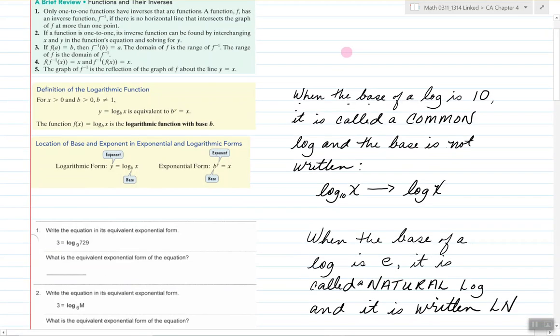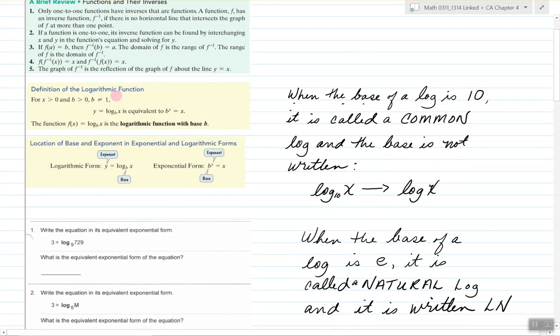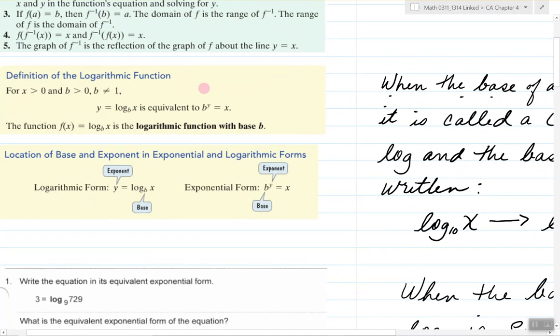All right, next. Definition of a logarithmic function. For x greater than 0 and b greater than 0, not 1. Remember that restriction on the base was true for exponentials. y is equal to log, it's just an abbreviation for logarithm. This little bitty b is a subscript. It is written like it's smaller and dropped down.